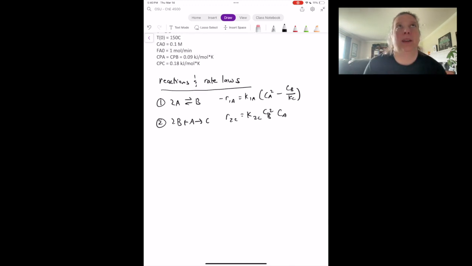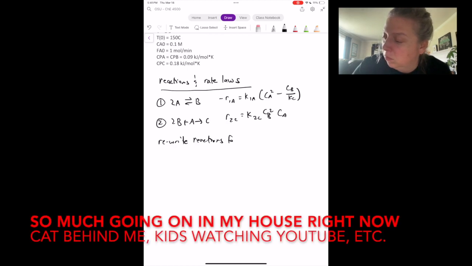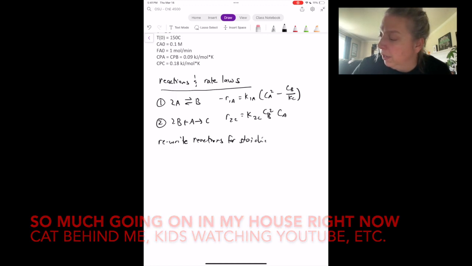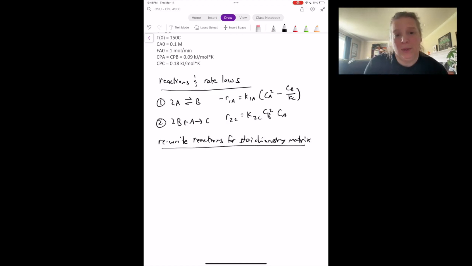Okay, so now I'm going to rewrite these reactions for the stoichiometry matrix, and this is going to take a couple of steps, which we'll walk through. So I'm going to rewrite the reactions for the stoichiometry matrix. Two things I'm going to accomplish here.